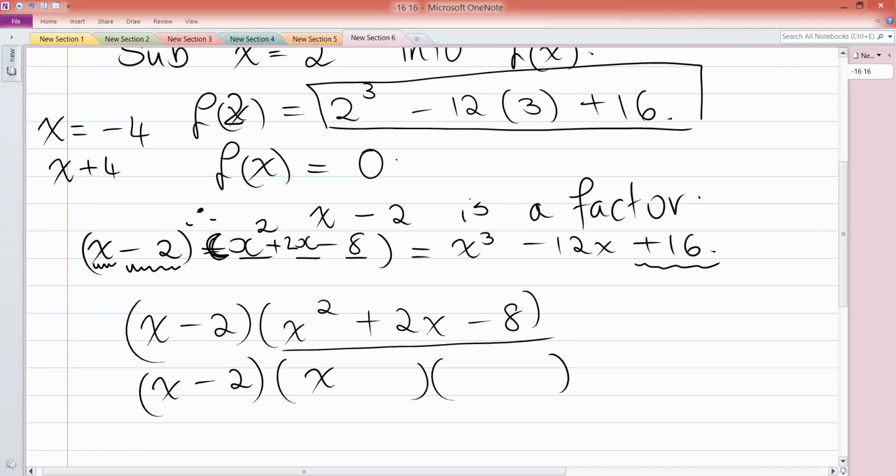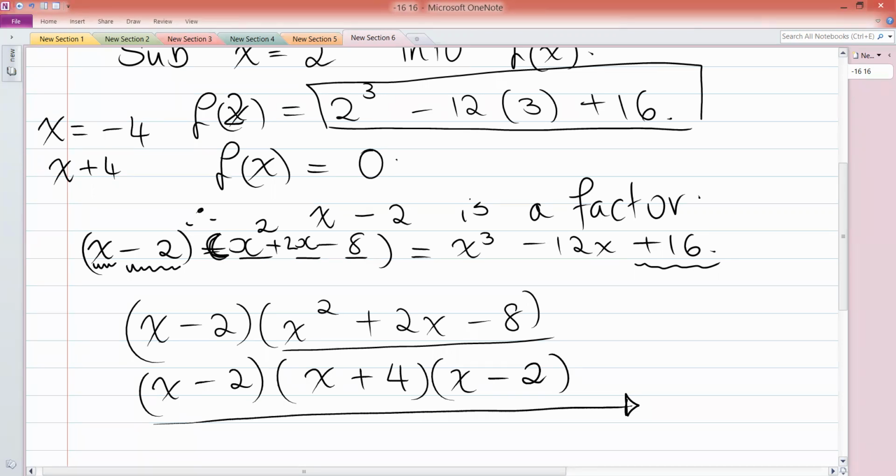So factorize this one. One of them we know is positive 4, and the other one is negative. So 4 times negative 2, that gives me negative 8. 4x minus 2x, that's 2x. So from this, that's completely factorized. Okay, so that's how you completely factorize it.